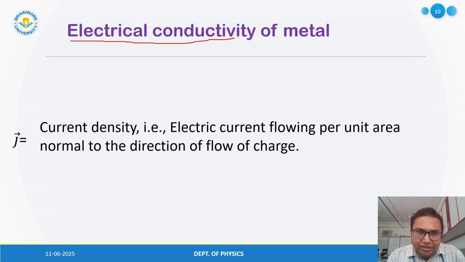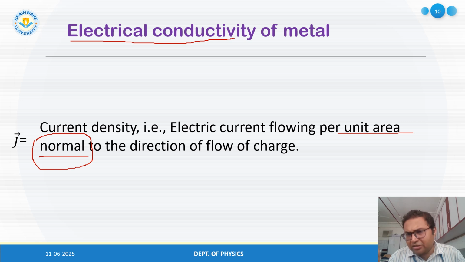So what is current density? Current density is current flowing per unit area, normal to the direction of flow. This word we must emphasize. We must mention that the area should be normal to the direction of flow of charge, that means the direction of current.